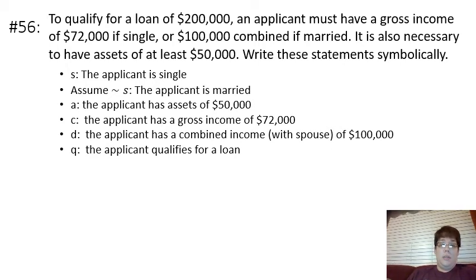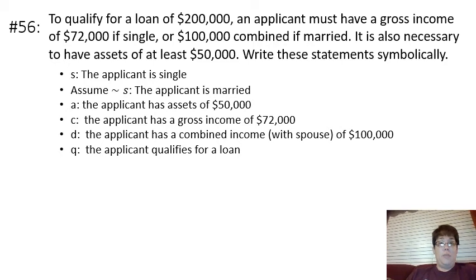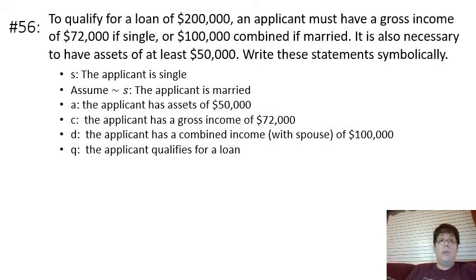C is going to be a statement: the applicant has a gross income of $72,000. D is the statement: the applicant has a combined income with the spouse of $100,000. And Q is: the applicant qualifies for a loan. Well, praise the Lord, they qualified for a loan.